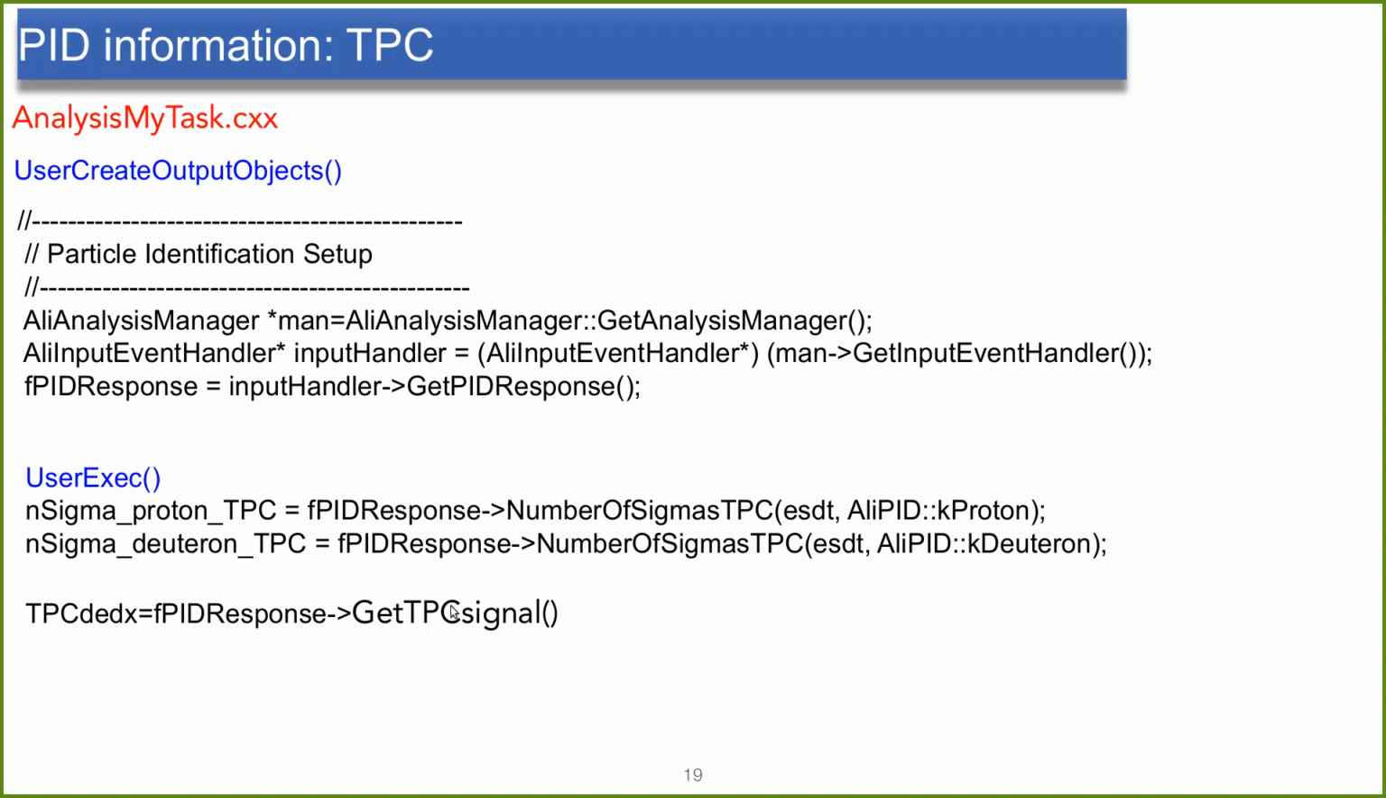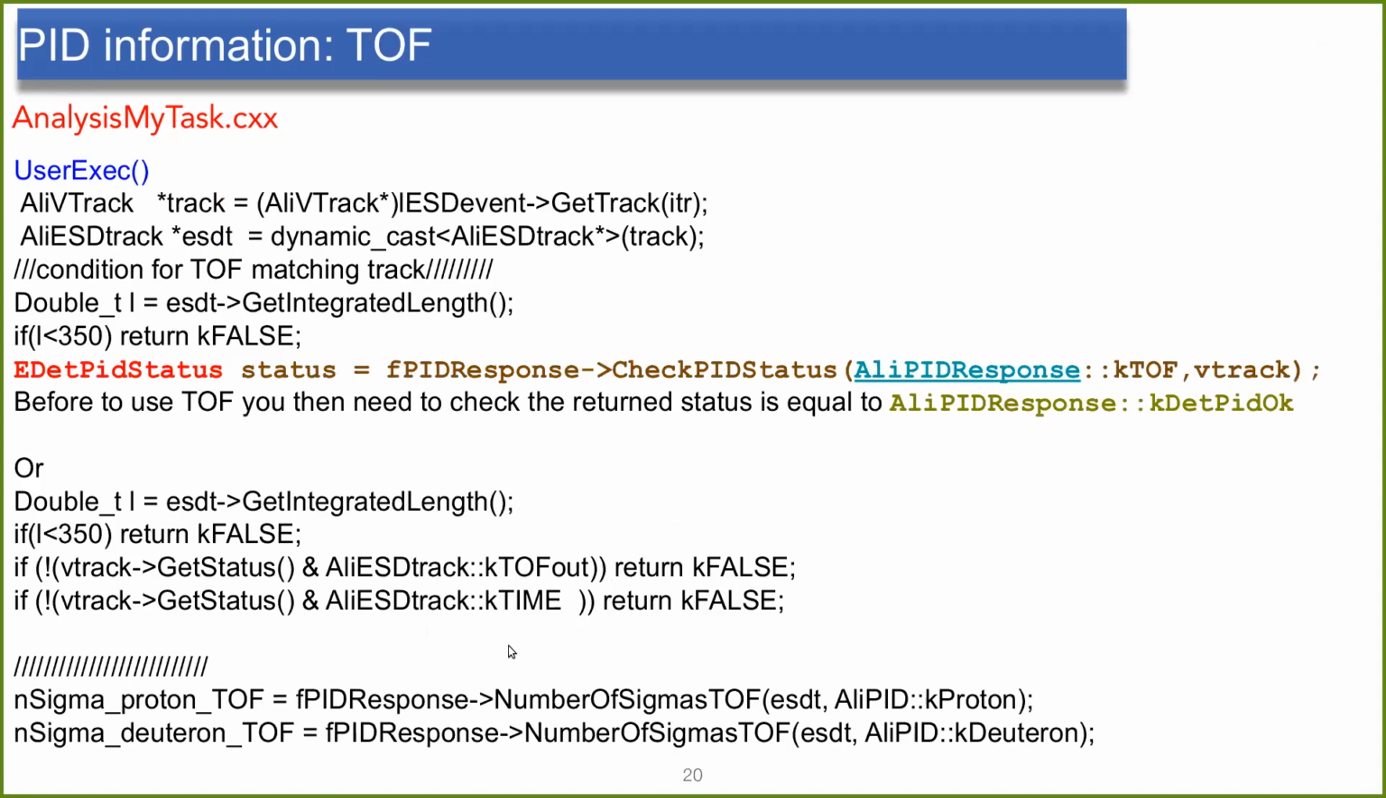Now, these are the basic PID information for the TPC that one can use in their analysis. Now, let's go to another detector, TOF. In the case of detectors like TOF and HMPID, one can directly call the number of n sigmas TOF or number of n sigmas HMPID.